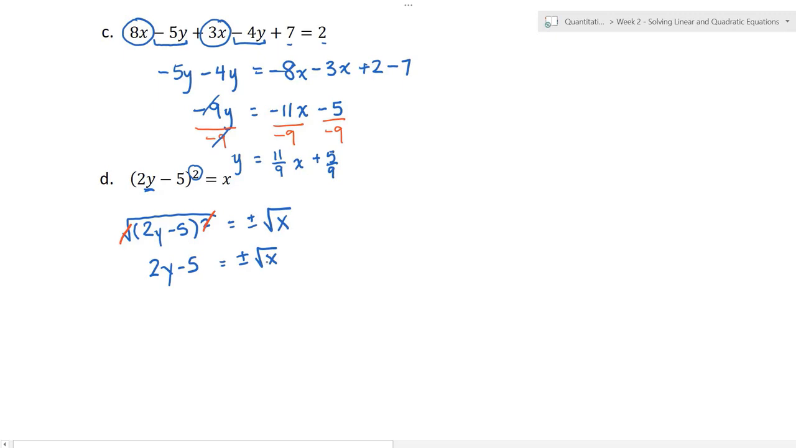Okay, now we're simply just isolating for y like we were before. So let's move this -5 over to the right side. I can bring it in front of the plus or minus or after the root x. It doesn't really matter. I'm going to put it in front because it looks a little bit better that way. Okay, and then my final step is to get rid of that 2. So I'm going to divide both sides by 2.